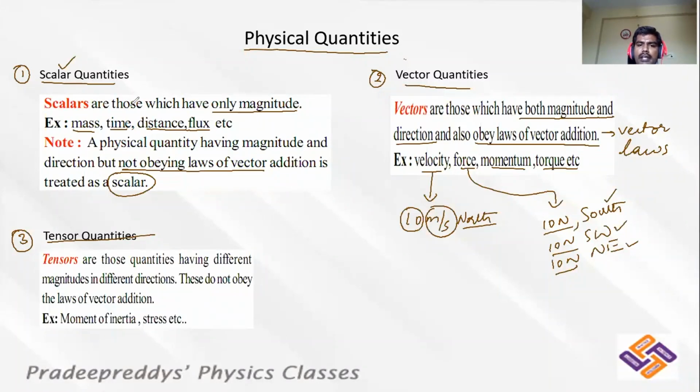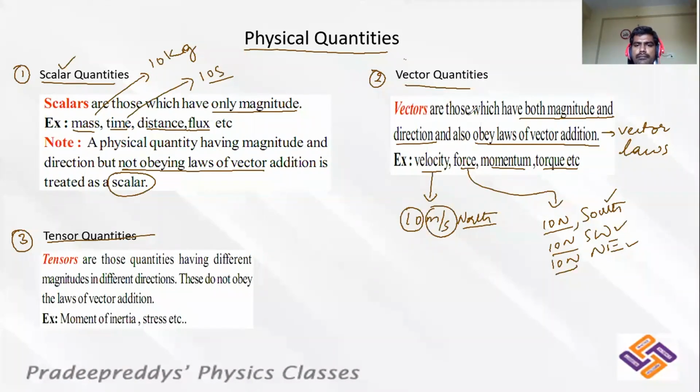Whereas in a scalar quantity, you will not mention any direction. Simply mass, if I consider it is 10 kg, you will not call it 10 kg north or 10 kg south. You will not specify any direction for that. Similarly, time, 10 second. Only 10 second you mention. You will not mention 10 second south or 10 second north. It should not be mentioned like that, because if you add direction to these quantities, it becomes meaningless. Therefore, such quantities which can be represented only with magnitude are called scalars.